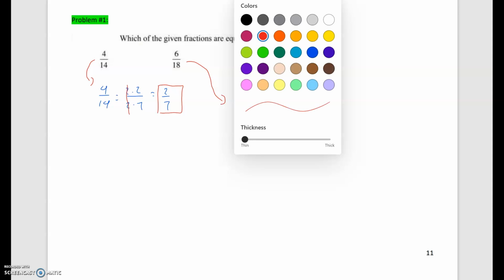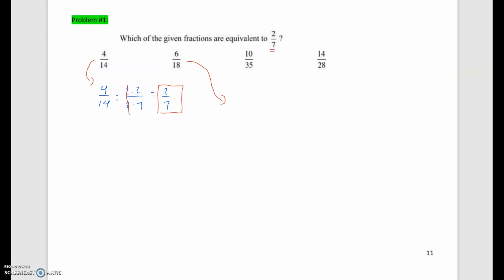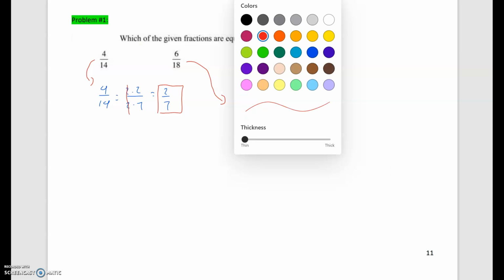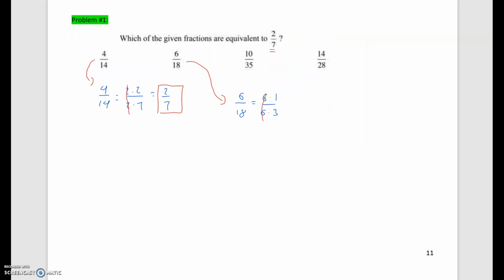Let's take a look at the second one. The second fraction, you have 6/18. This is equal to 6 times 1 over 6 times 3. So this particular one reduces, but it reduces to technically only 1/3. So I'm not going to box it in. It's not part of our solution.